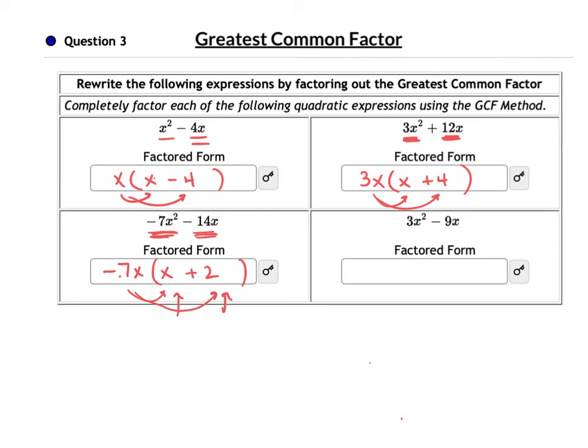For our last one here, they both have a 3 in common, and they both have an x. 3x times the first spot makes 3x squared. I need another x. 3x times the second spot makes negative 9x, and that's minus 3.